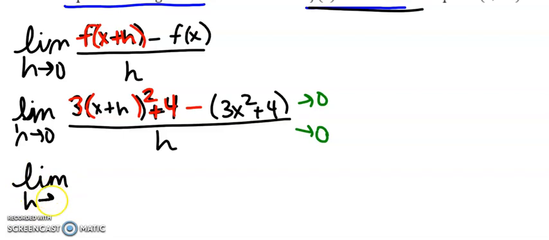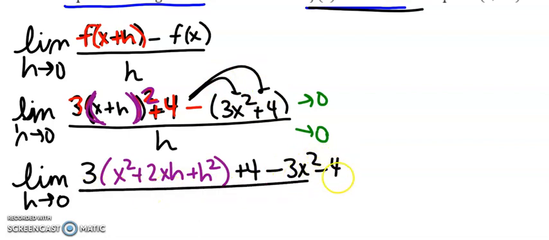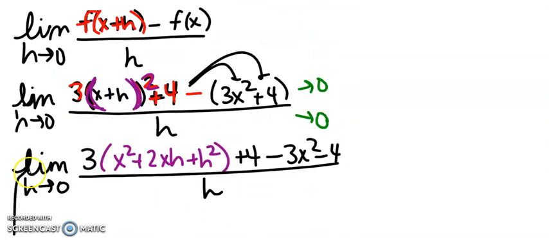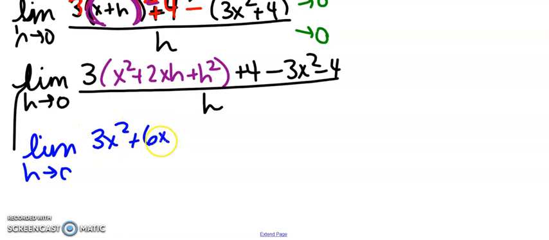If you feel like you can keep going without watching my every step, go for it. I'm going to keep going by taking this quantity, x plus h, and actually squaring it, which will get me x squared plus 2xh plus h squared. I still have a plus 4 minus, I'm going to distribute this, so minus 3x squared minus 4, still dividing by h. Well, just like all of our limit work to this point, we want to actually do some cleanup work. So this is the limit as h approaches 0. Yes, I'm writing limit every single time because I'm so good at my limit notation.